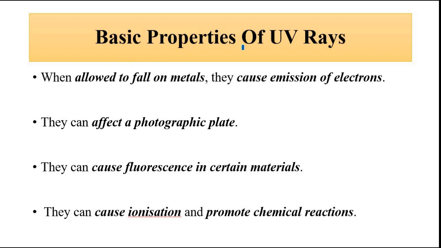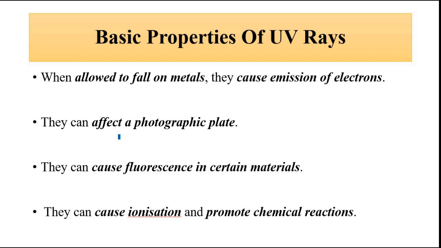Again, the same properties. First, affecting a photographic plate. The UV rays affect a photographic plate causing patterns on it. Then ionization power: when they are focused on particular substances or materials, they cause them to lose electrons and promote chemical reactions. And another important thing is they cause fluorescence.